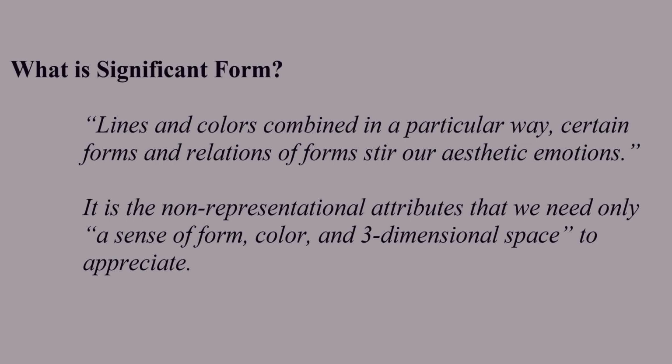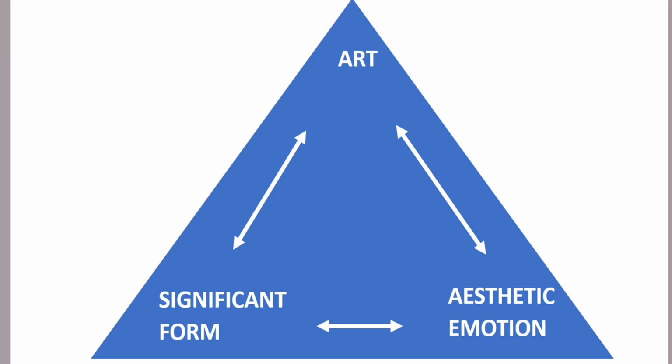And here are a couple of quotes taken from the reading. Clive Bell will say, significant form is lines and colors combined in a particular way. It's certain forms and relations of forms that stir our aesthetic emotions. Significant form is non-representational attributes for which we need only a sense of form, color, and three-dimensional space to appreciate them. All right, so we have the triad here. What is art? Art is what creates the aesthetic emotion. How do I know if I have the aesthetic emotion? Well, the aesthetic emotion is the kind of emotional response you have when you're looking at nothing but lines and colors and three-dimensional attributes combined into a certain way to create a special kind of emotion.